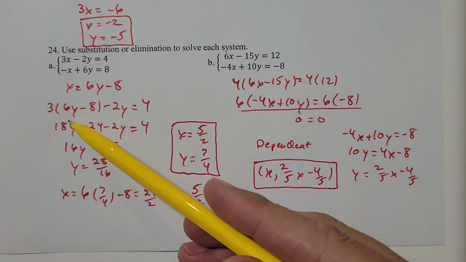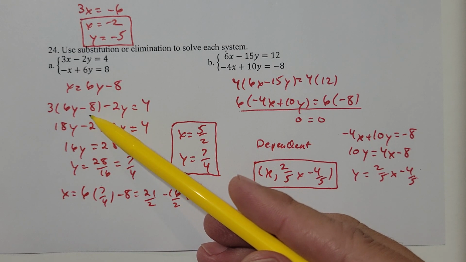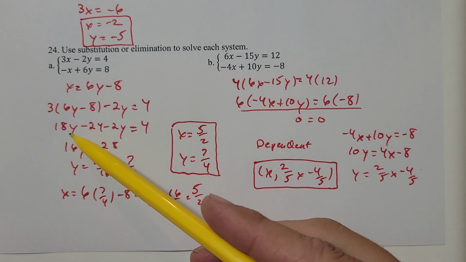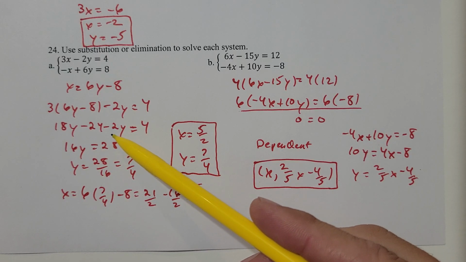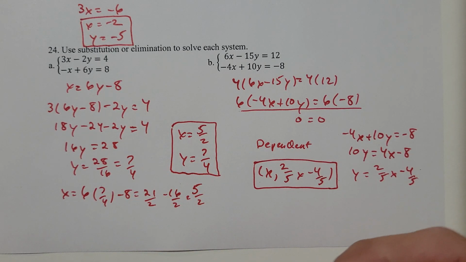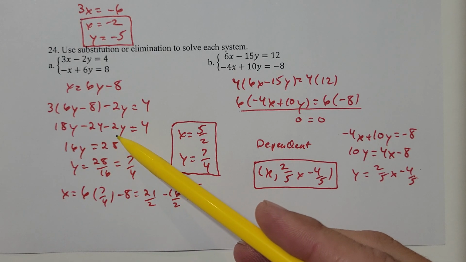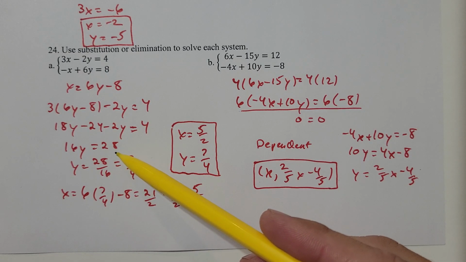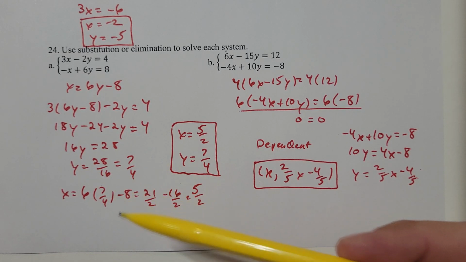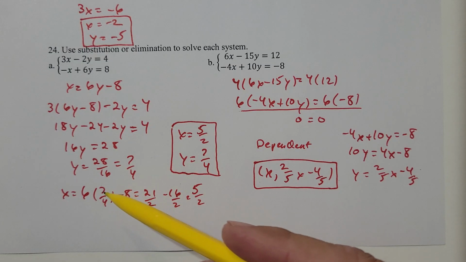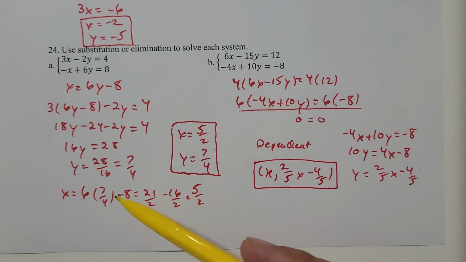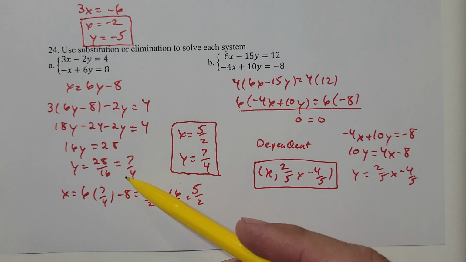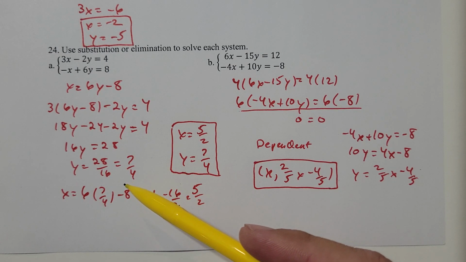So we got 3 times (6y minus 8) minus 2y equals 4. That's going to be 18y minus 24 minus 2y equals 4. 18y minus 2y is 16y. When I add 24 to both sides, I got 28 on the right. Then divide by 16. 28 over 16 reduces, a 4 goes into those two numbers evenly. So 7/4 will be the value of y.